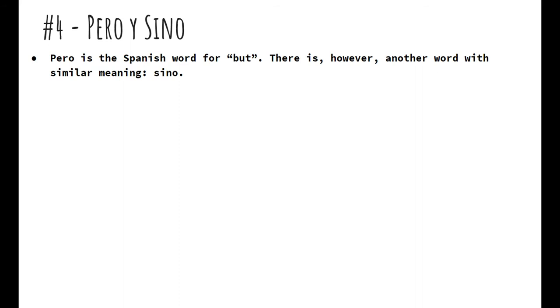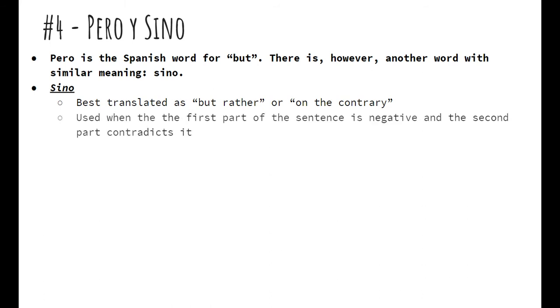All right, last off, we're going to talk about pero and sino. So pero is the Spanish word for but. However, there is another word with similar meaning, and that is the word sino. So sino is best translated as but rather or on the contrary, although in English it is often translated simply as but. So it's used when the first part of the sentence is negative and the second part contradicts it. It is crucial to keep in mind that sino is used when the first part of a sentence is negative. So it's never used when the first part of the sentence is positive.